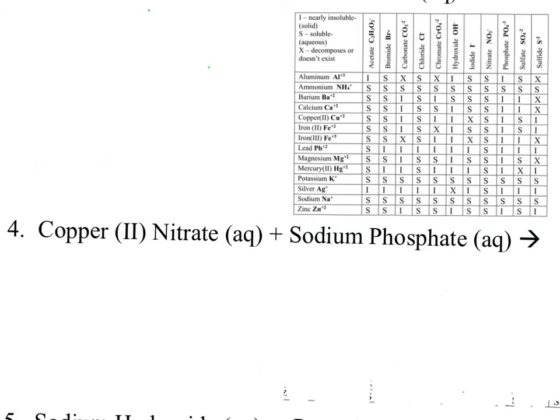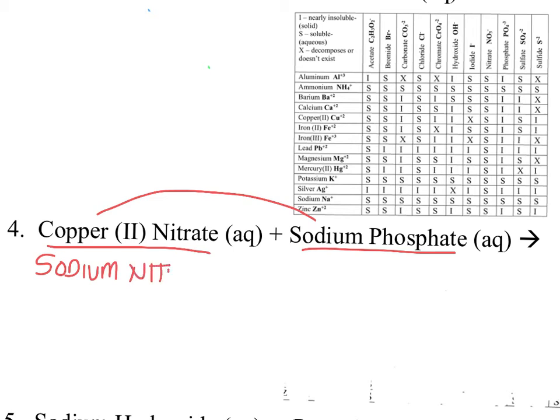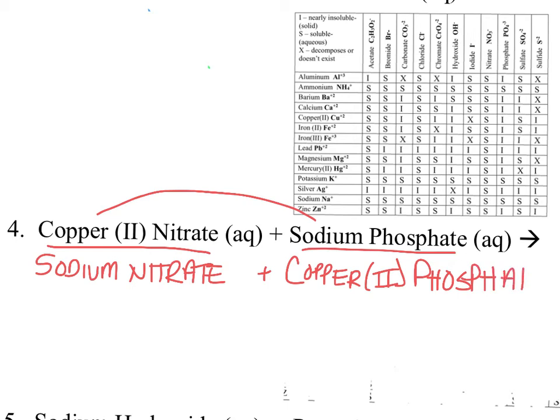Looking at question number 4, we've got a double replacement reaction. Copper 2 nitrate and sodium phosphate are 2 compounds, both aqueous, so they're swimming around in liquid water. So copper and sodium may swap. If that's the case, you're going to end up with sodium nitrate, and the other product that'll form would be copper 2 phosphate. So remember, before we move any further and start writing out our chemical equations, we have to really check if this is actually going to make a new compound, a new solid.